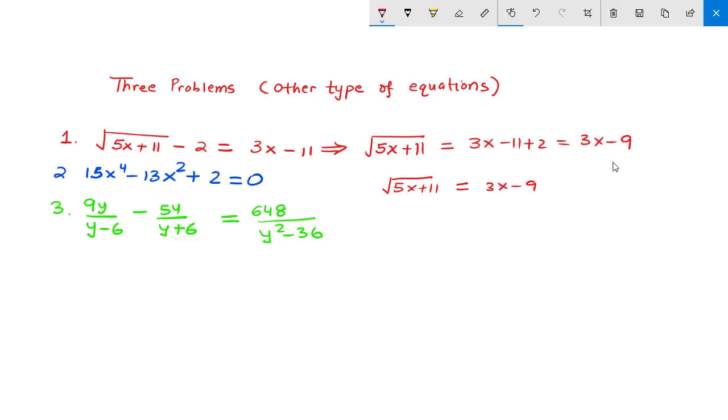I'm going to square both sides. So that's how we can get rid of the radical. Radical means to the power 1 half, and when I square it, that power 1 half and the square cancel. So the next step, I'm going to square both sides to get rid of the radical.